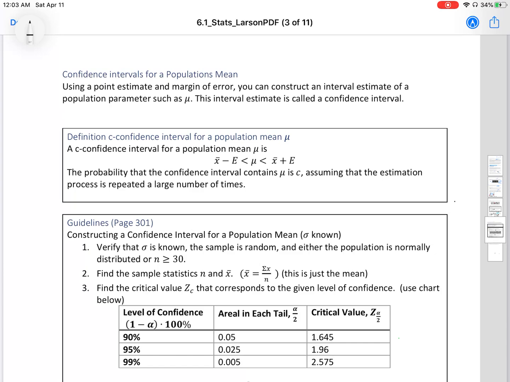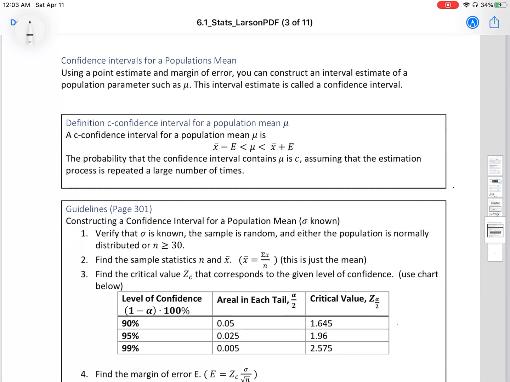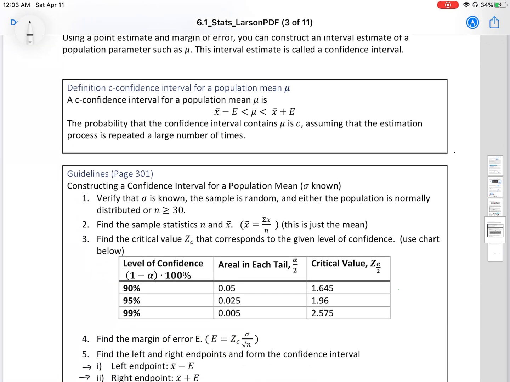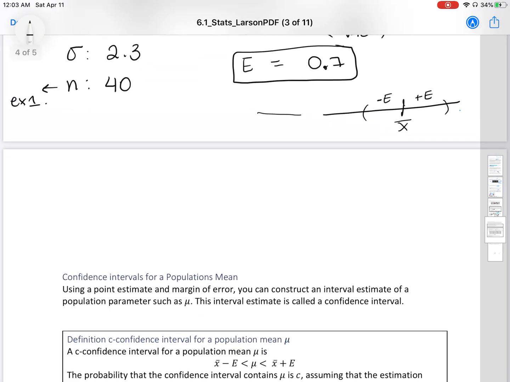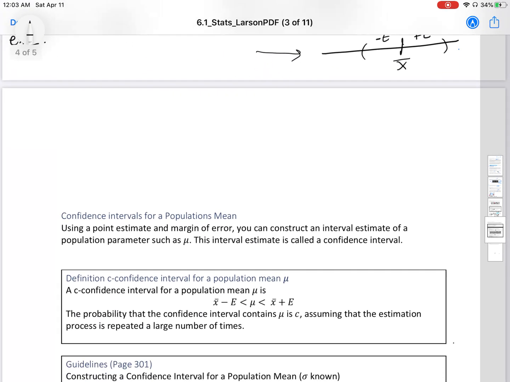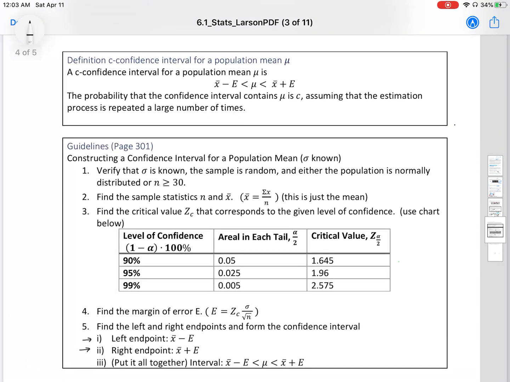Definition for a C confidence interval for a population mean mu. A C confidence interval for a population mean mu is x bar minus E less than mu less than x bar plus E. So don't let that notation fool you. It's just what we drew out in our number line, right? We're going to add and subtract that E value. The probability that the confidence interval contains mu is C, assuming that the estimation process is repeated a large number of times.